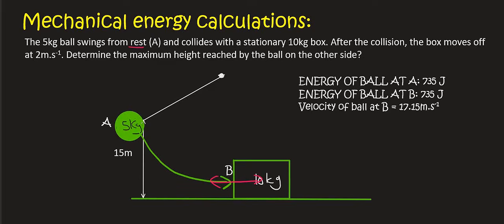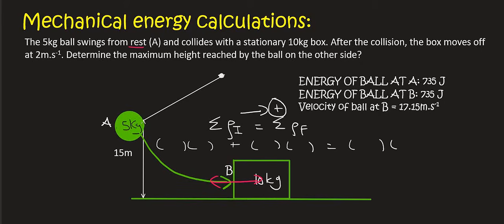And we showed that mathematically as follows. The sum of the momentum initially is equal to the sum of the momentum final, and then we choose a direction as positive. And remember, this is the part where we opened up all the brackets. If you're a bit unfamiliar with this, you need to go rewatch the lessons on momentum. It's in the chapter called Momentum.